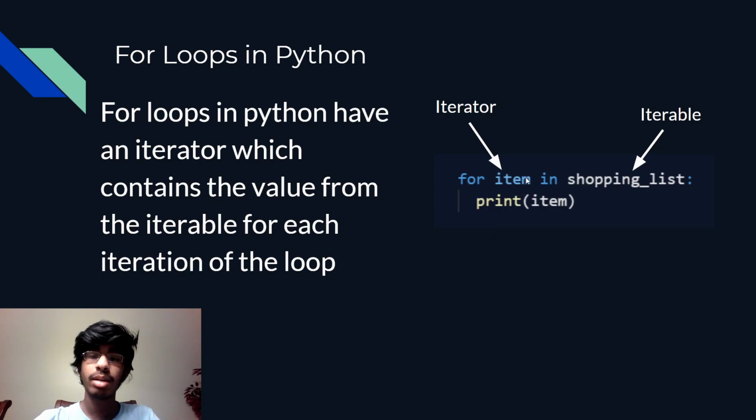Now, the name of your iterator can be any valid variable name, but it is best practice to make sure that it's not the same name as another variable or function outside of the for loop in your program. In this example, for each iteration of the loop, the iterator, which is this item variable, will be equal to the current item in the shopping list. And then this print statement will just print out that item. So the expected output for this code is to have each item in this shopping list printed on a new line. So let's see how it runs on Repl.it.